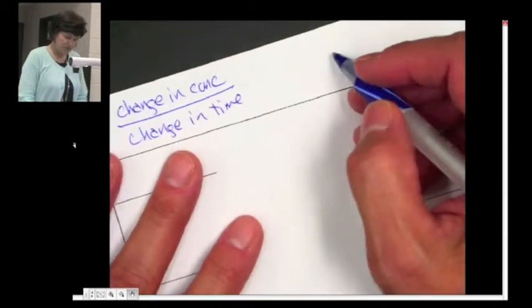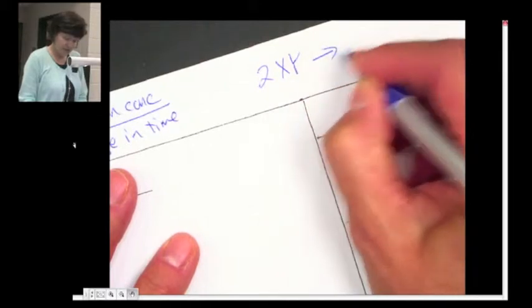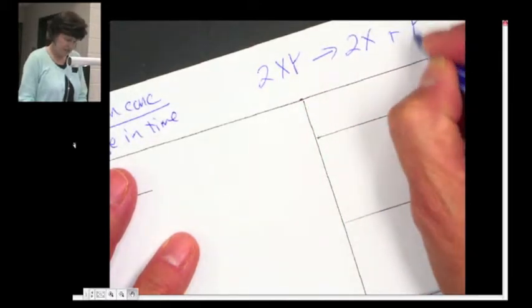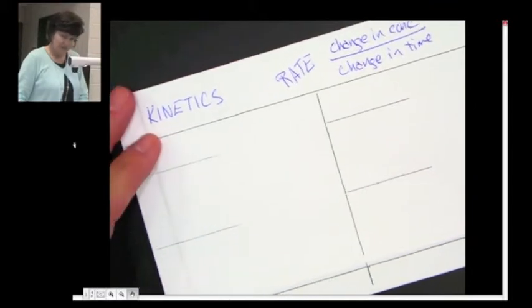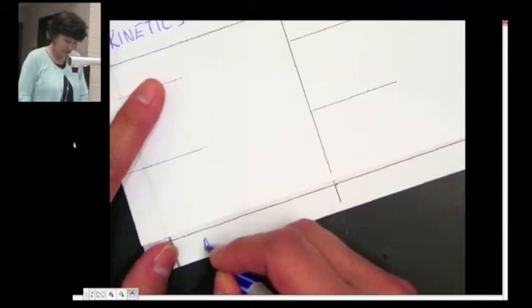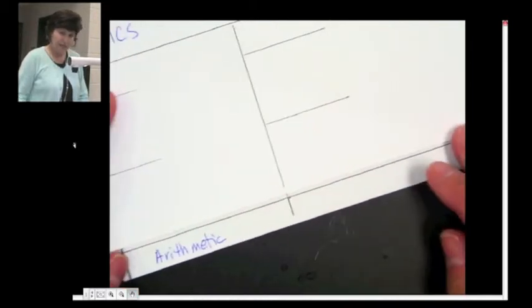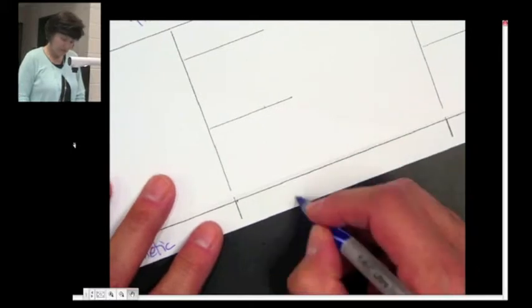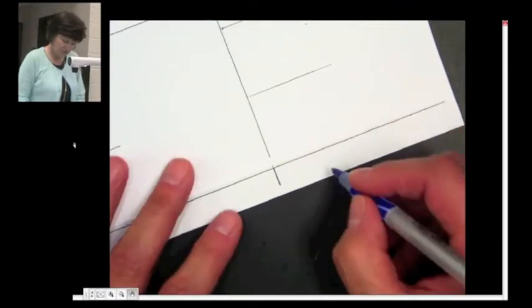As we go through this graphic organizer, I'm going to use just a model reaction here, like this. We're going to divide up problem solving in kinetics into three categories. The first category is just simple arithmetic. Another way we'll problem solve in kinetics will be puzzle or problem solving. And the third way will be graphs.